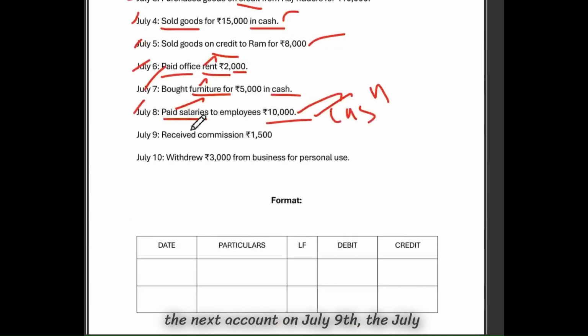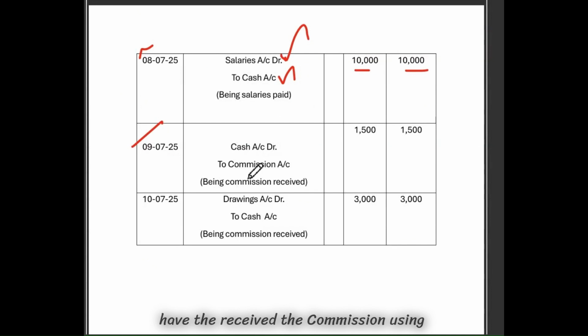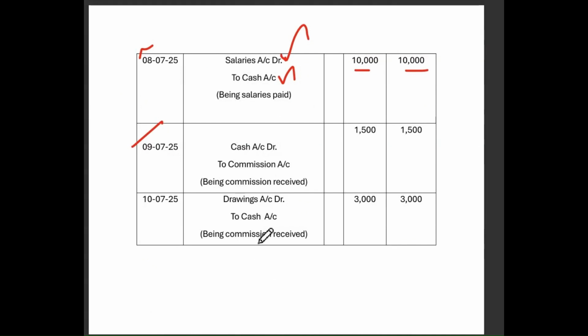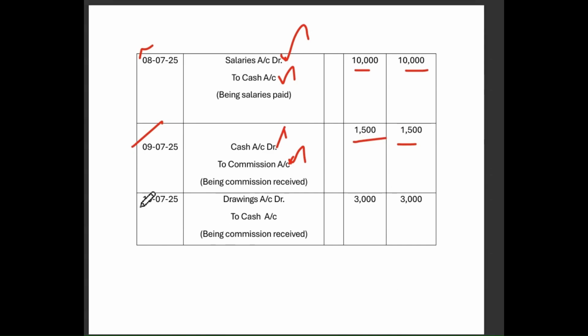The next transaction, on July 9th: received commission rupees 1,500. So we have received the commission in cash. Here we get the commission using the cash account. We get the cash, so the commission account is on the credit side and the cash is on the debit side. And the amount is 1,500 on both.